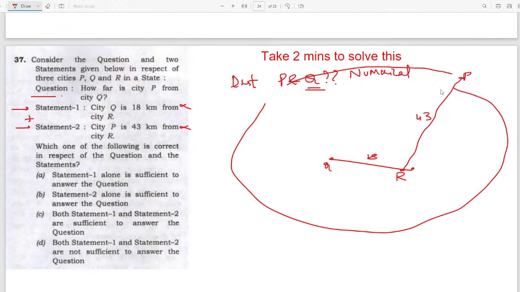But the problem is they're asking the distance between P and Q. If P is here, the distance would be this. If P was somewhere else, this distance would be different. P could be anywhere, so these distances would change, because Q is not the center. The PQ distance would change depending on P's position. So clearly we cannot say what is the correct distance between P and Q. So option D is the correct answer.